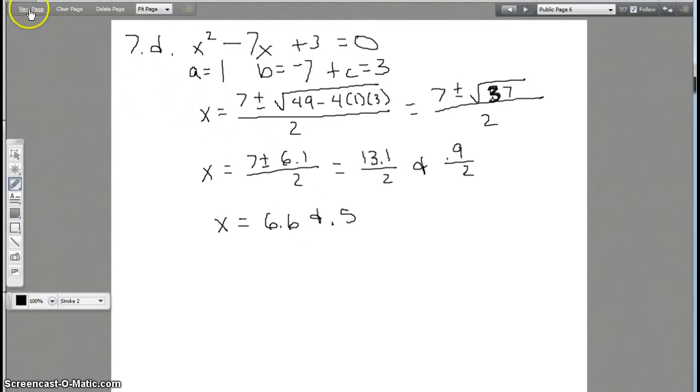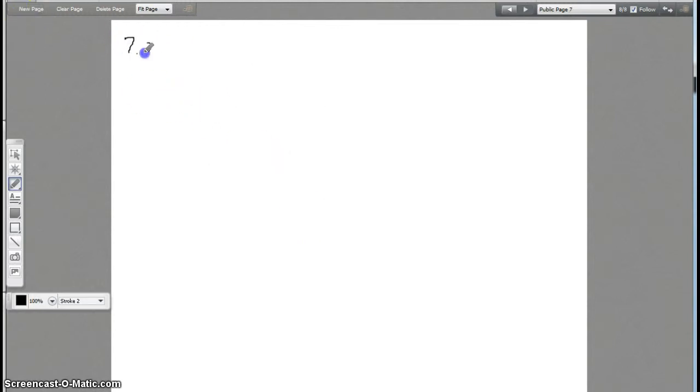Okay, let's look now at part E, number 7E. That is x squared minus 8x plus 3 equals 0. So again, this is already in standard form. We can just write down our values for a, b, and c. The coefficient for x squared is 1, so a equals 1. The coefficient for x is -8, so our b is -8. And our constant is 3, so our c is 3.